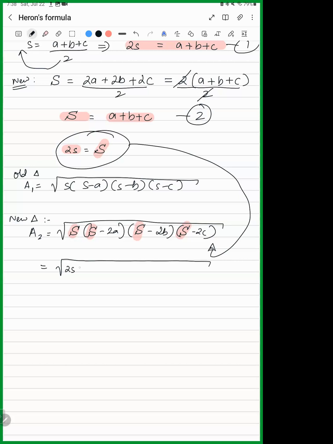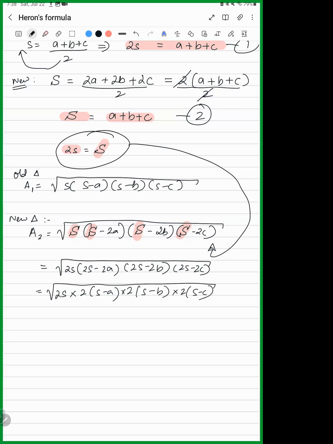2s, 2s minus 2A, 2s minus 2B, 2s minus 2C. Now from every bracket, you can take 2 as common. So 2s into 2s minus A, and then again 2s minus B, and then again 2s minus C. From every bracket, we have taken 2 common outside, okay?